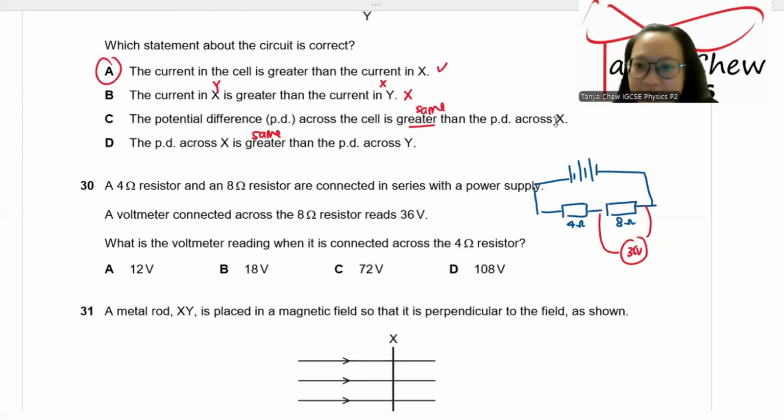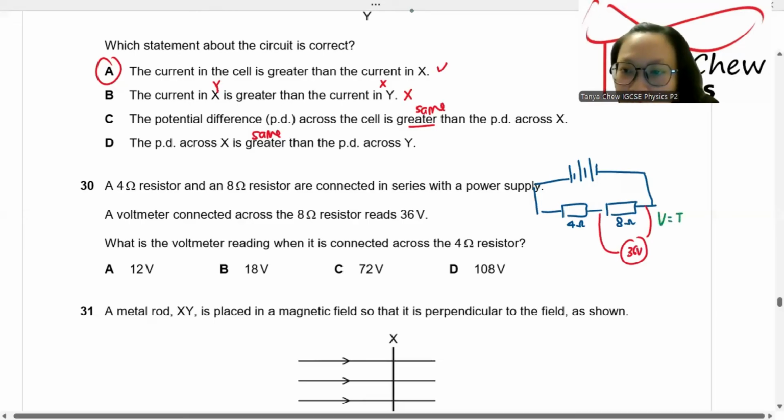So now this is a diagram that I drew. First thing, I'm going to find the current that is passing through the 8 ohm first. I'm going to use Ohm's law, V equals IR.